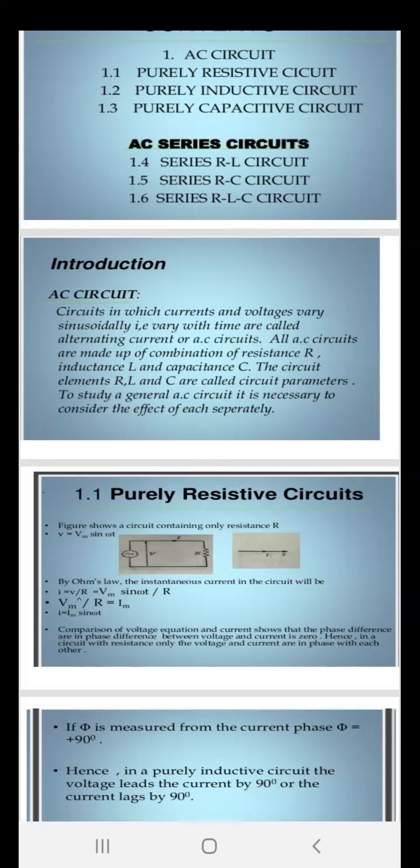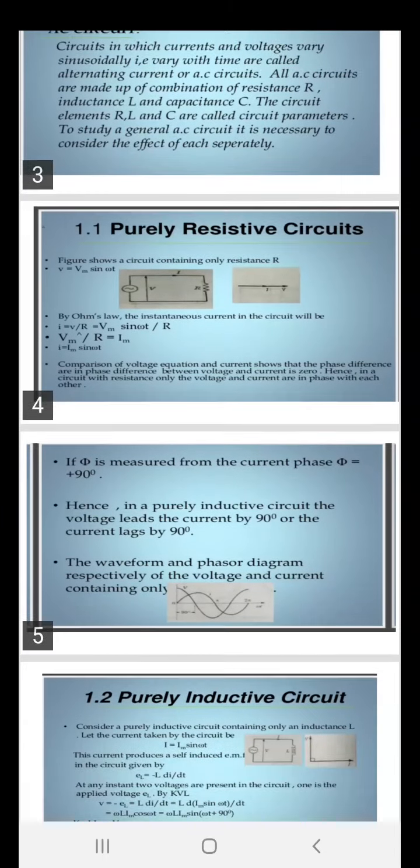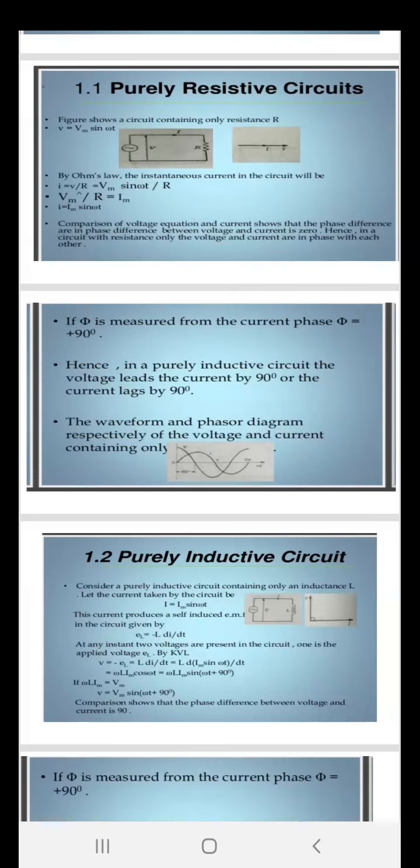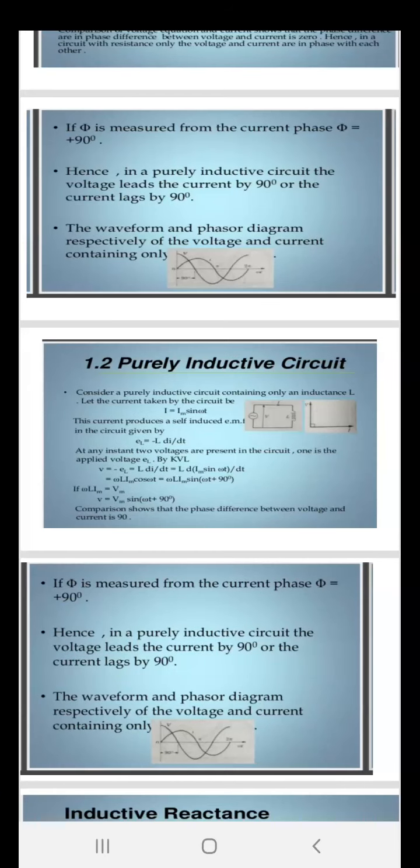You got it? Next point: if phi is measured as the current phase angle of 90 degrees, hence purely inductive circuit, voltage leads current by 90 degrees, or current lags by 90 degrees. Leads also 90 degrees and lags also 90 degrees. The waveform and phasor diagram are as shown in the following figure. Next point is the purely inductive circuit.